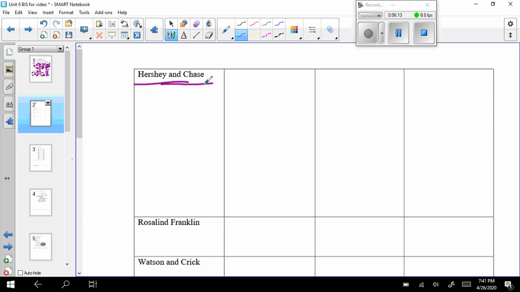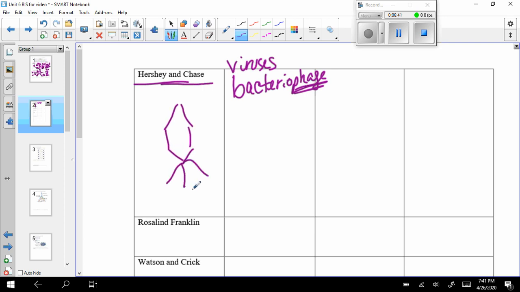All right, Hershey and Chase. Their experiment is often referred to as the blender experiment. What they did is they wanted to look at viruses, and the viruses they studied were called bacteriophages. A phage tells me that it's a virus, and a bacteriophage tells me that it infects bacteria. These are the ones that look like little spaceships like this. So this is my virus, this is my bacteriophage, and here's my bacterial cell. They infect it by injecting their DNA into the cell.